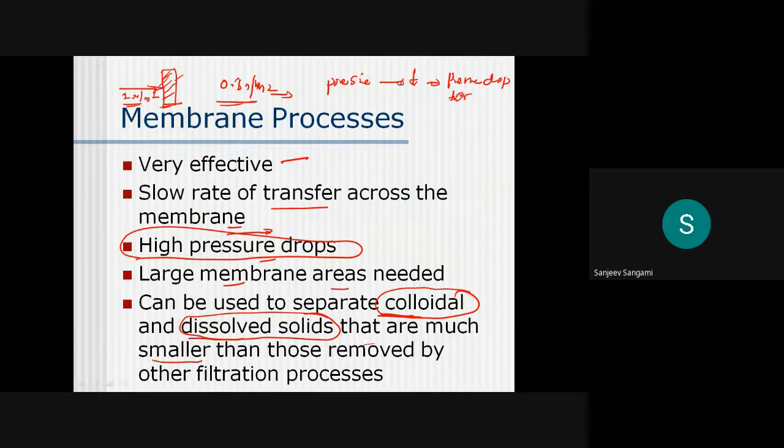Okay, pressure drop will increase, that you have to note down. As the pore size goes on decreasing, the pressure drop also goes on increasing. Okay, that we have to keep in mind. Of course, this is one major drawback in most of the membrane processes, but still it can be controlled or managed in other processes.